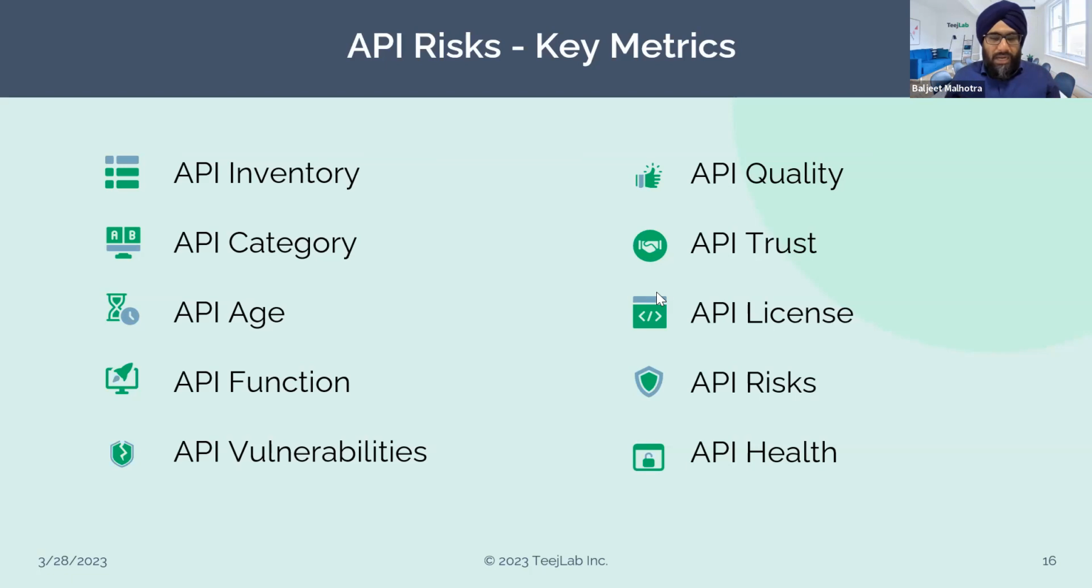A lot of companies are building their ecosystem around it because organizations want intelligence. They do not necessarily want your heavy GUI dashboards, but they want intelligence that can be delivered through APIs. So categorizing your APIs, tracking their age, functions, what they do, what kind of vulnerabilities they have, and quality issues, licensing issues. Licensing is another topic that is perhaps an important topic, especially for security folks.